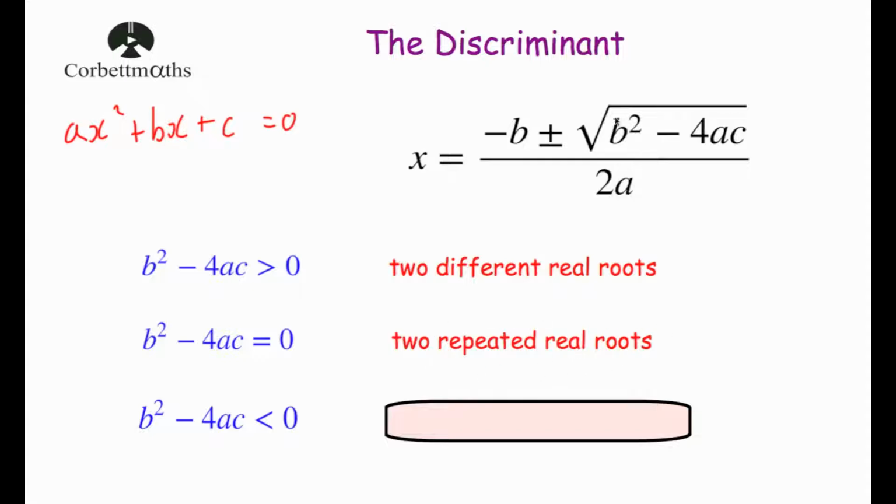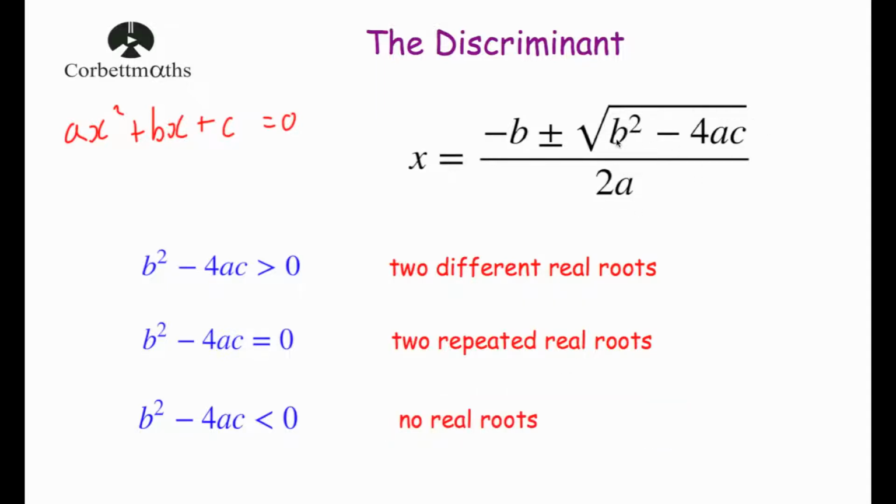And finally, if b squared minus 4ac is negative, we'll have the square root of a negative, which will mean we have no real roots. So this part of the quadratic formula, this b squared minus 4ac, is what we call the discriminant.